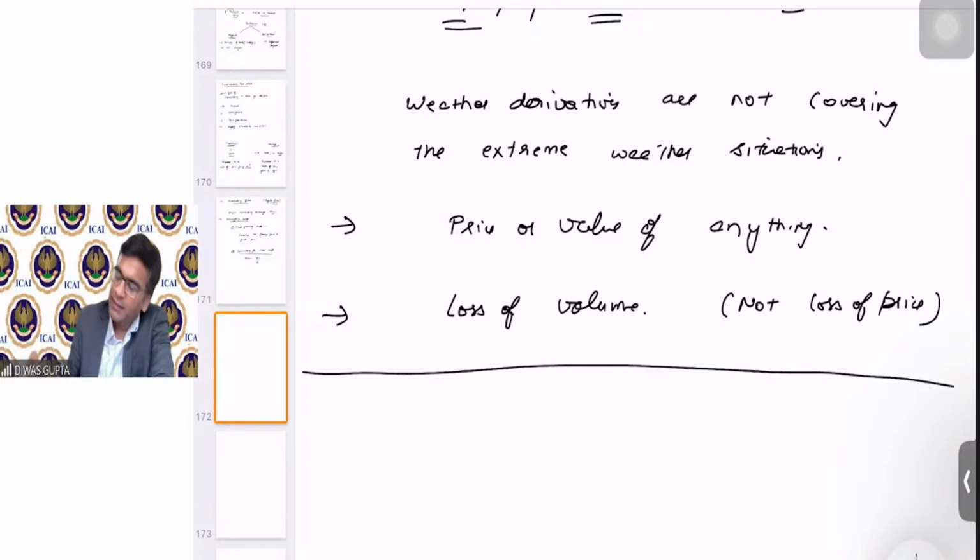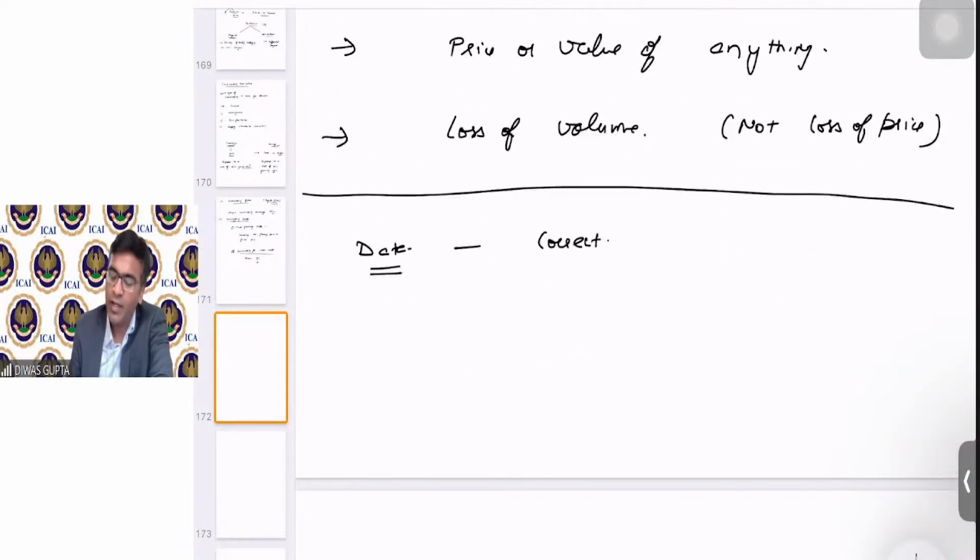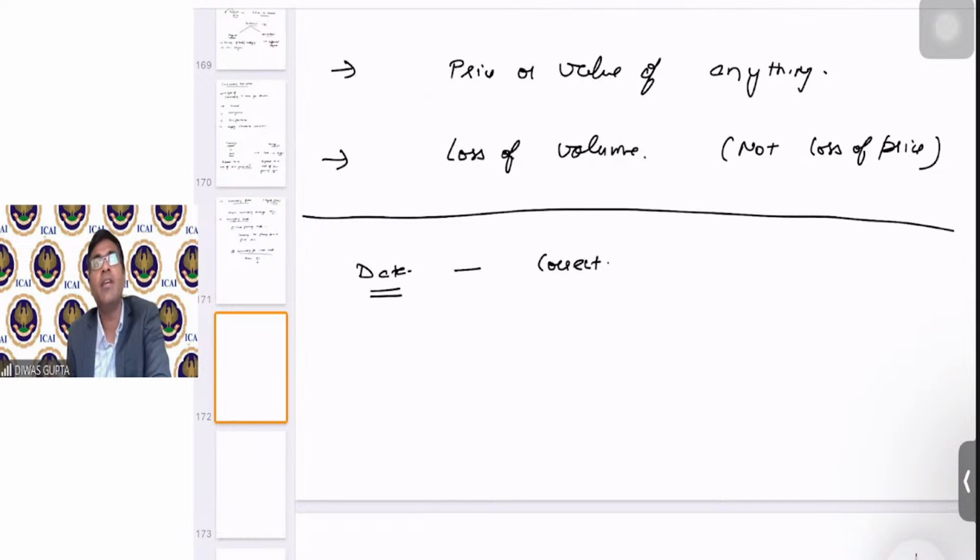So there are certain concerns that we need to keep in mind. One is data. The data has to be correct. How that data is calculated, what is the source of that data, all those things need to be kept in mind before we can conclude that this weather measure can be taken for a derivative purpose.